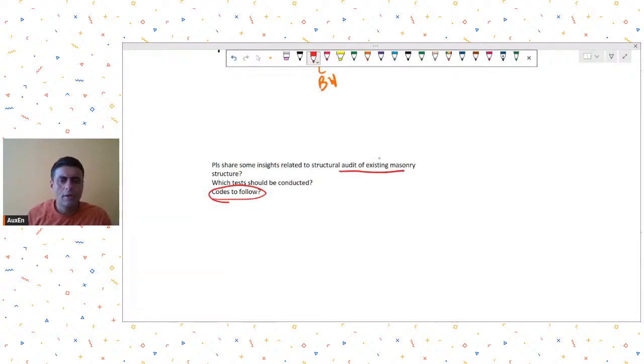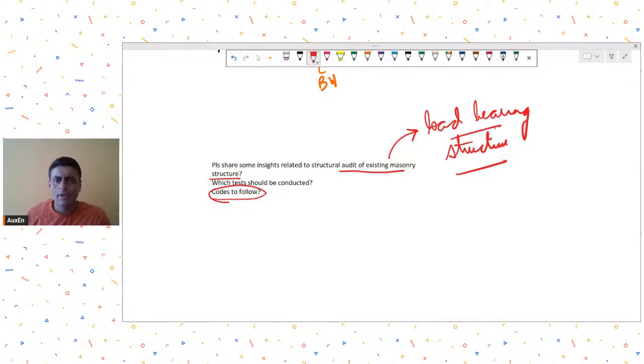But when it comes to audit of an existing masonry structure, and assuming it's a load bearing structure that you're talking about, the most important action in a load bearing masonry structure is what? Tell me, what is the most important action in case of a load bearing masonry structure? Which action is the most critical? Tension, compression, bending, shear? So the most critical action when it comes to a load bearing masonry structure would be compression. Yeah. So, compression or bearing.